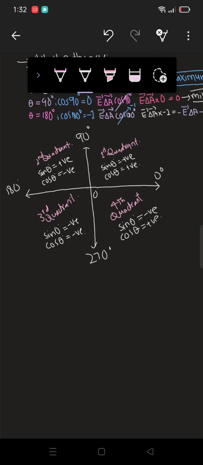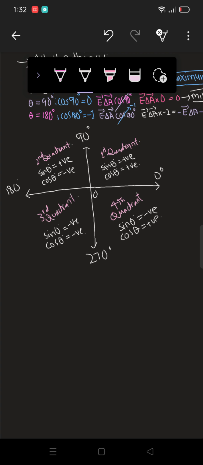And in which quadrant the sine will be negative and the cos will be positive is the fourth quadrant. In which quadrant the sine and the cos both will be negative is the third quadrant. And in which quadrant the sine theta and the cos theta both will be positive is the first quadrant.